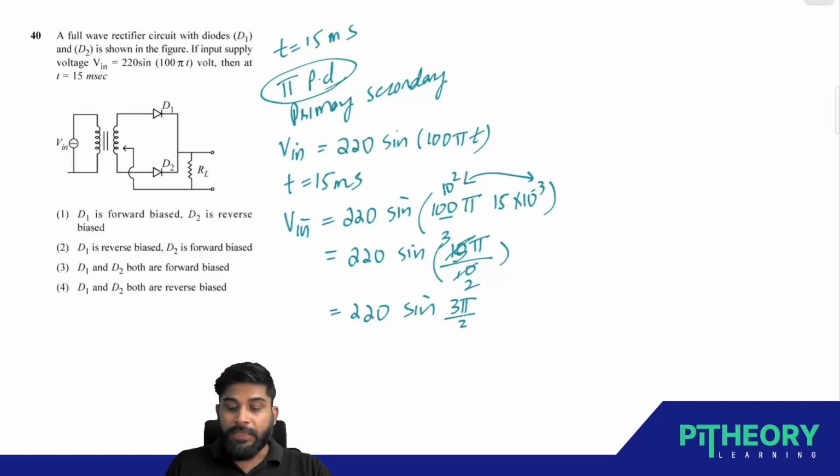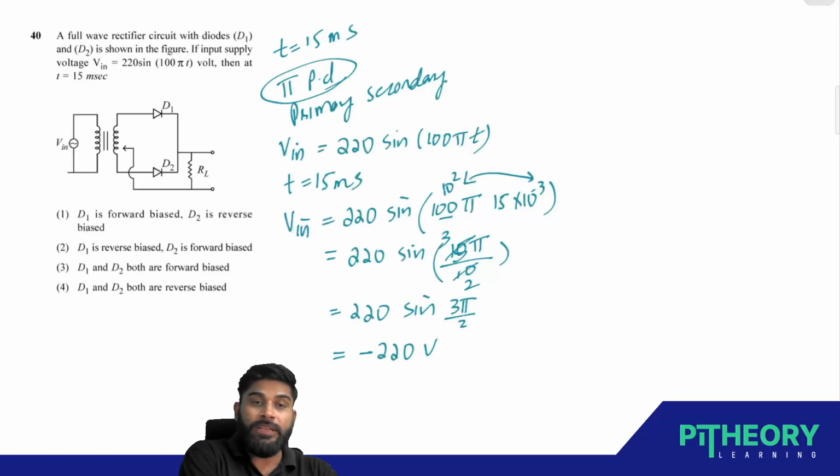And what is sin 3 pi by 2? Sin 270, how much is that equal to? It is minus 1 basically, correct? So what you're going to get is minus 220 volt. You need to keep in mind it is negative. The ongoing cycle is actually the negative half cycle of this.